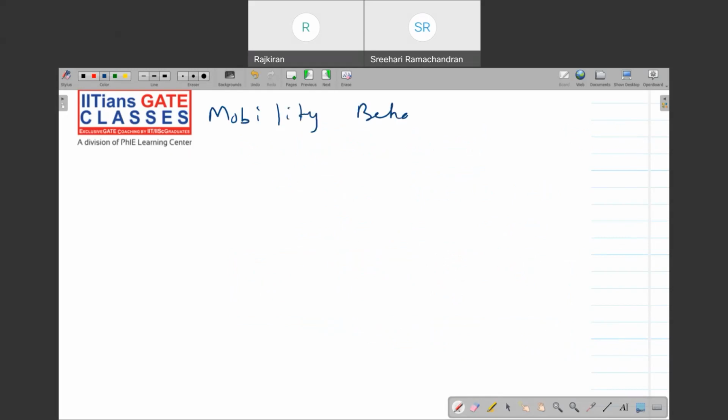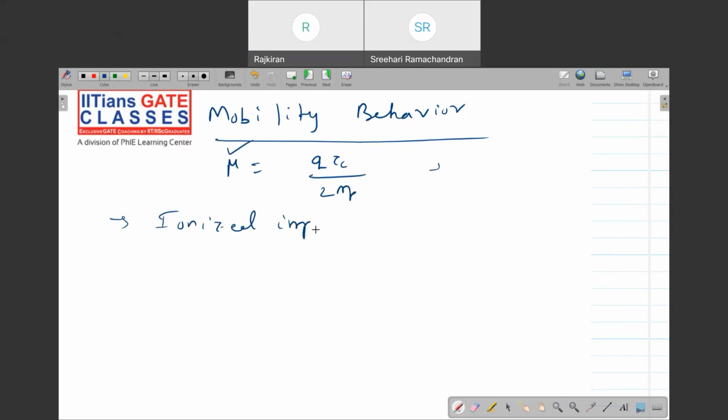Mobility behavior. We know mobility equals q τc by effective mass. So what are the things affecting my mobility? The first thing is ionized impurity. Whenever you take a p-type or n-type semiconductor, suppose an n-type semiconductor, there are a lot of dopant atoms. After a dopant atom gives its electron to the conduction band, it is ionized to a positive charge. Similarly, in a p-type semiconductor, whenever an acceptor atom accepts an electron, it gets a negative charge. These are the ionized impurities.